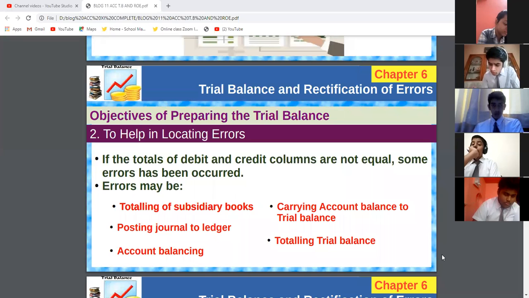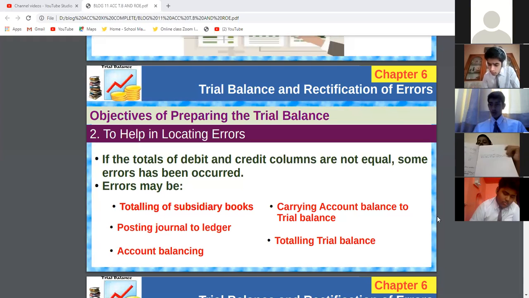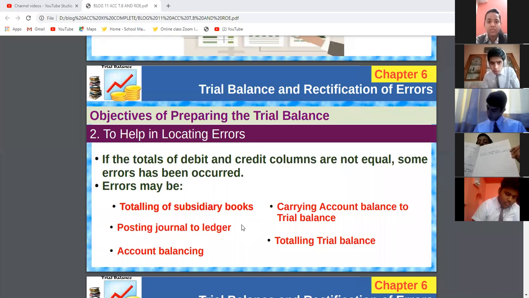Himang, show me your copy. What are the causes of errors? Show me your copy, Himang. What are the causes of errors? You have not written this slide, my dear. Please note down, and Hima, note down all the details. No, you have not written this.